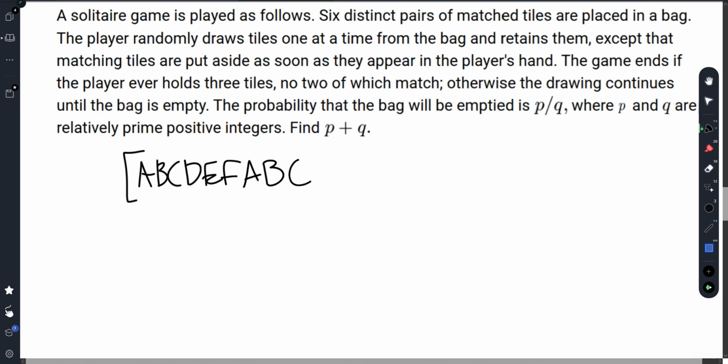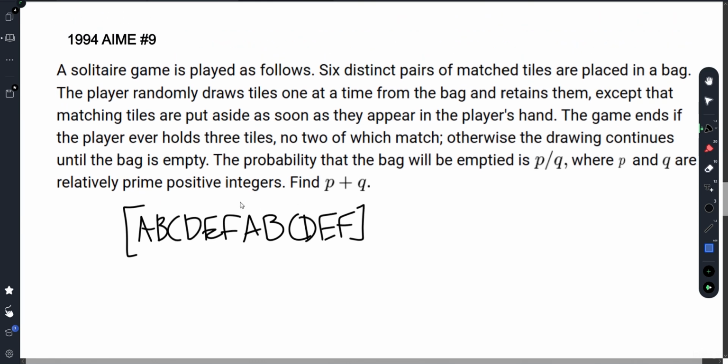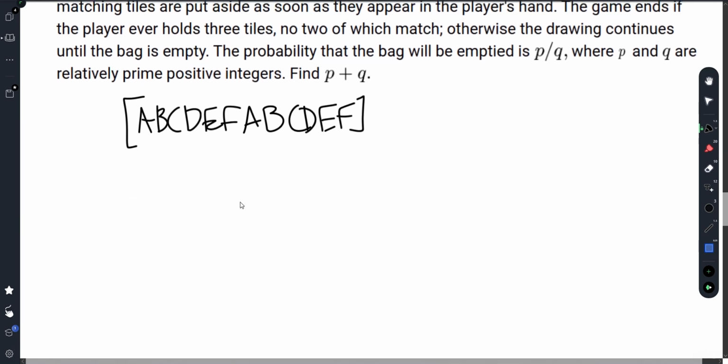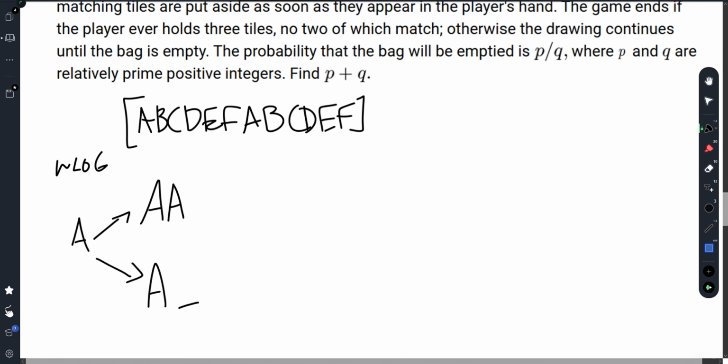And since it's asking for probability, we don't really need to care about which tile we choose first. So without loss of generality, let's choose A as our first tile. And we have 2 ways to go about this. We can go to AA, or we can go to A blank, where we choose a different letter that's not A. And so let's cross out A from the set.